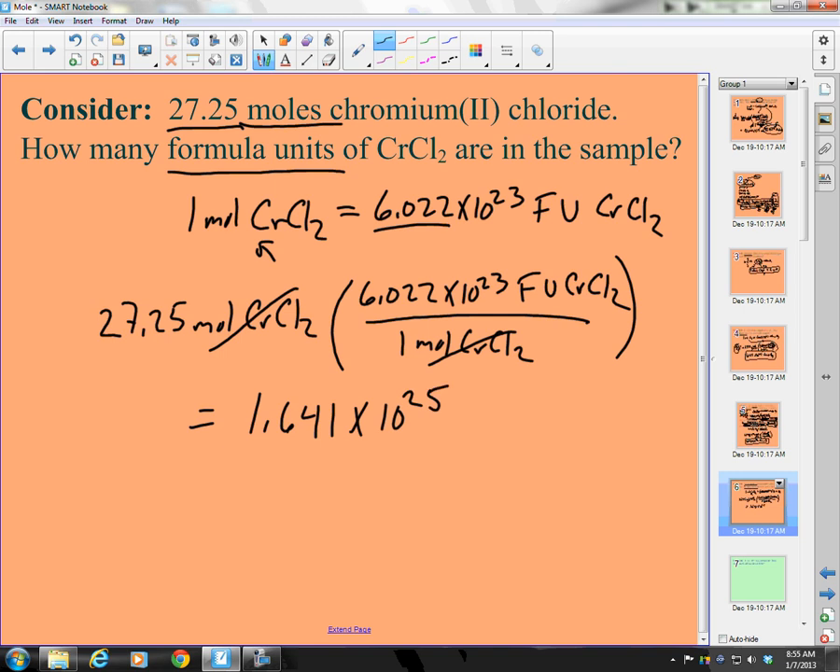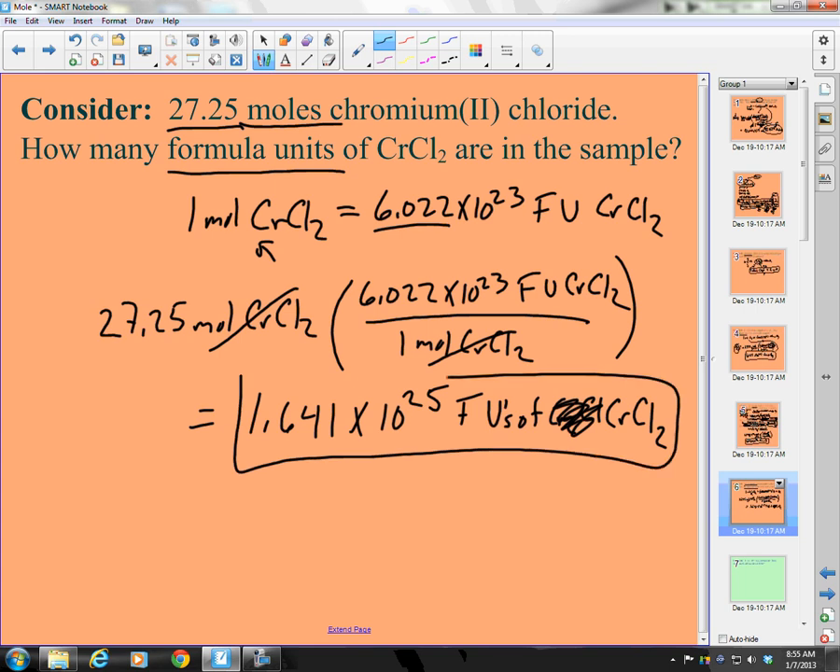What are my units? Formula units of chromium(II) chloride. That means my chromium has a +2 charge. Okay, there we go.